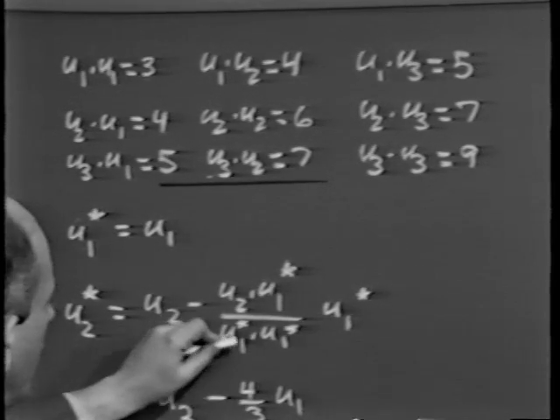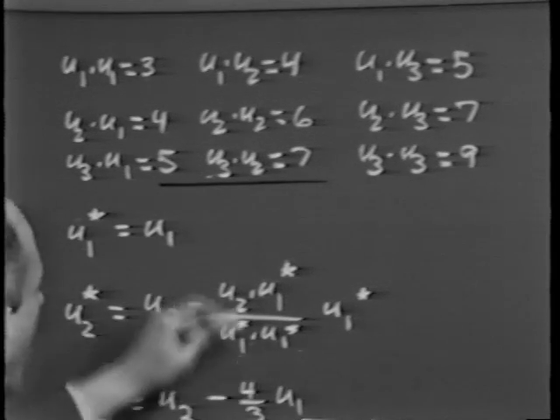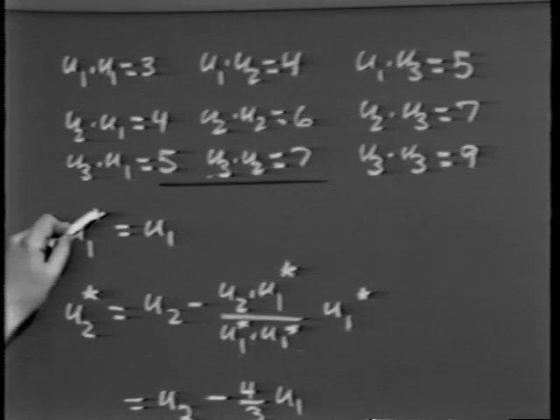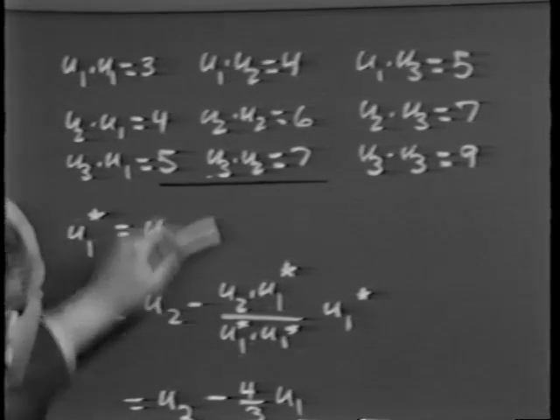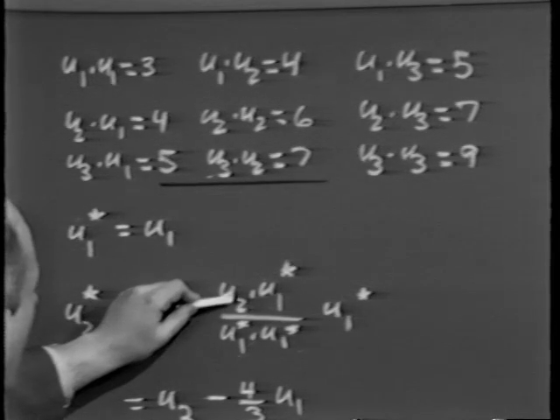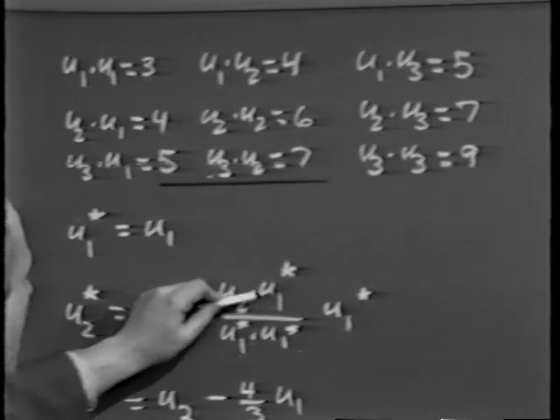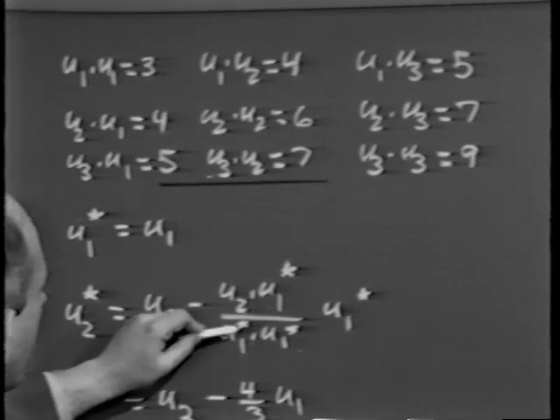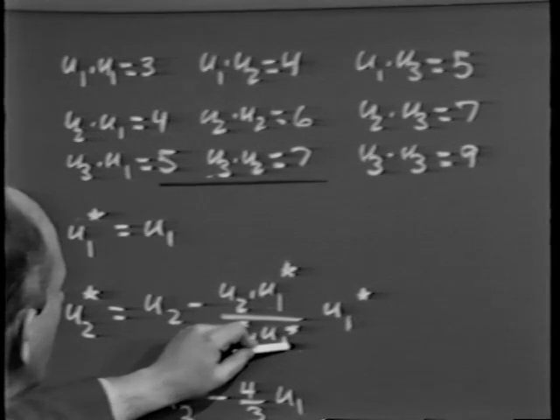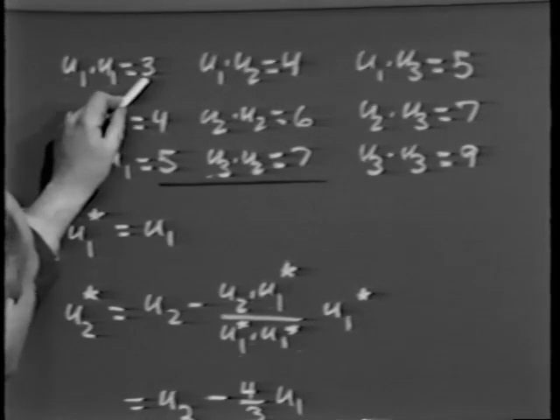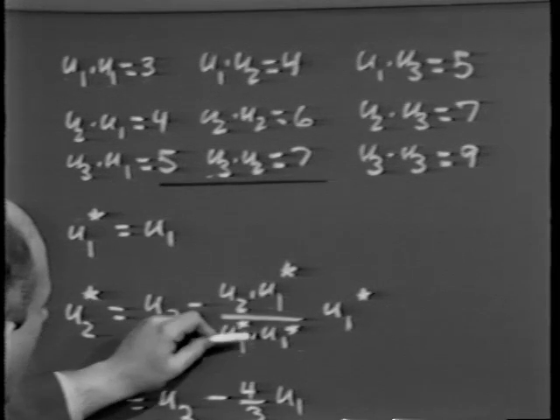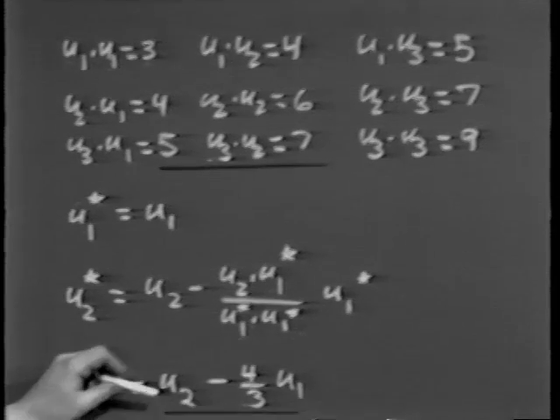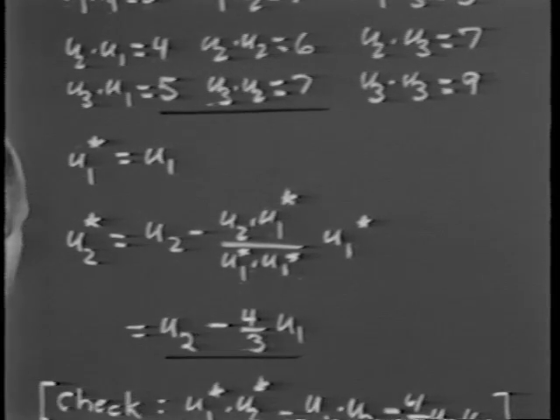The denominator will be u1* dot u1*, and the numerator will be u2 dot u1*. Well, remember, u1* is equal to u1, so right from this array here, what do I have? u2 dot u1* is u2 dot u1, which is 4. u1* dot u1* is u1 dot u1, which is 3. So this is simply what? Minus 4/3 times u1.